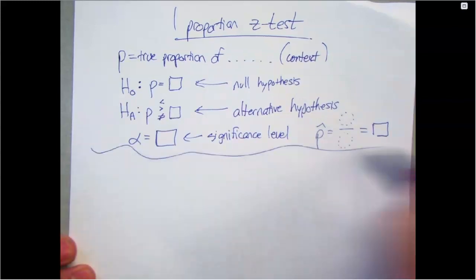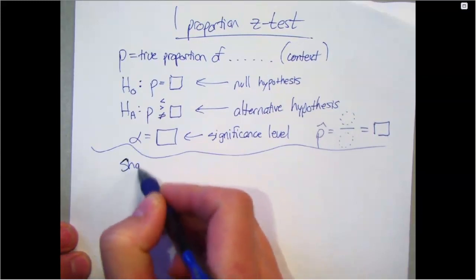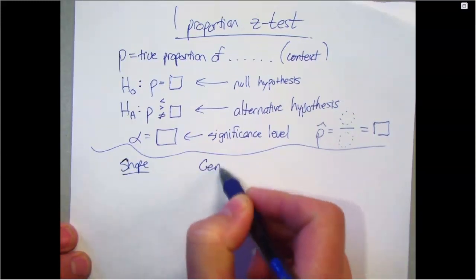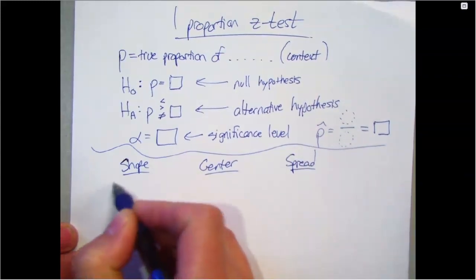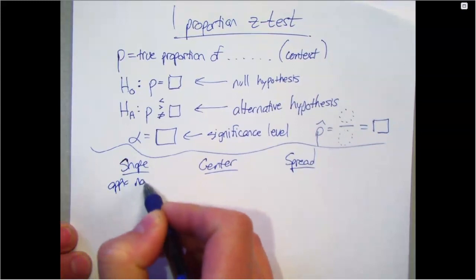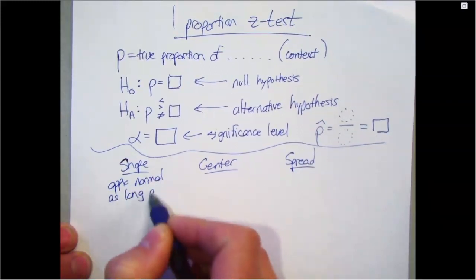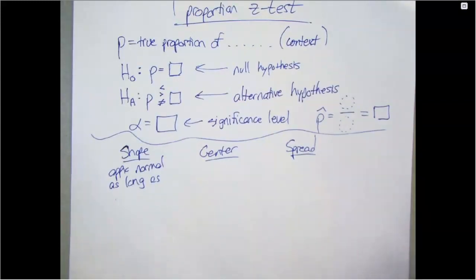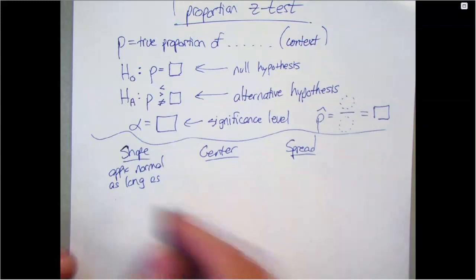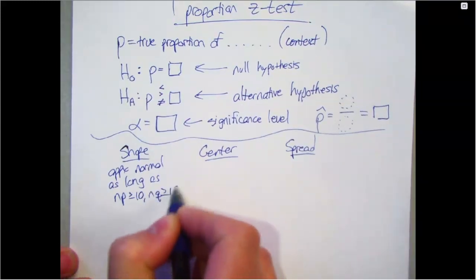Alright. Shape, center, spread. Same as done for a while. Shape is approximately normal as long as, you could say at least 10 successes, at least 10 failures, or you could say NP is greater than or equal to 10, and Q is greater than or equal to 10.